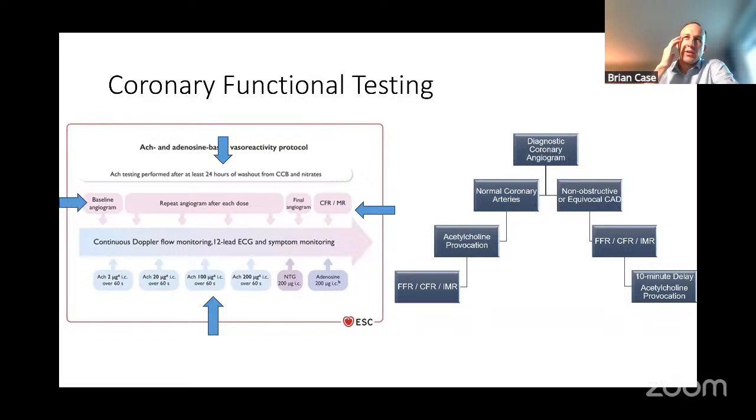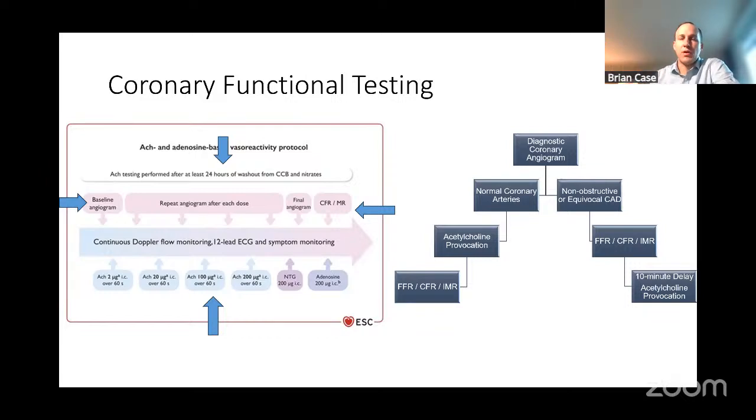It does change a little bit if you do your baseline angiography and you see like a 50% lesion in the LAD. We will switch it in those scenarios. If we see a 50% lesion in the LAD, we want to rule out significant epicardial disease first.